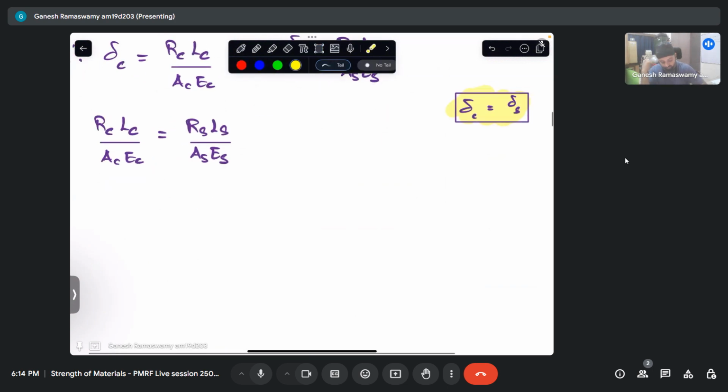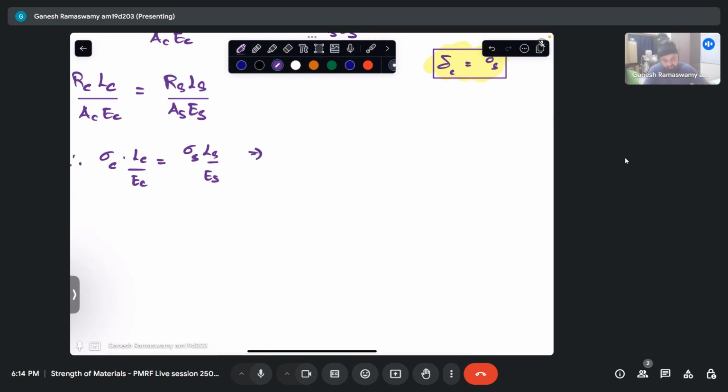So RC by AC actually represents the stress in copper. Therefore, the stress sigma in copper into LC by AC by EC is equal to stress in steel into LS by ES. So we have a relation for how the stresses will get mobilized, in what ratio.